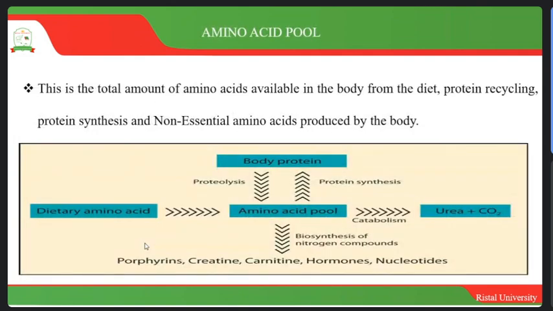Getting into the concept of the amino acid pool, this is the total amount of amino acids available in the body from diet, protein recycling, protein synthesis, and non-essential amino acids produced by the body. There is constant movement and change in this pool. At each time the pool is being replenished, meaning you've been adding more and more, but also more has been going out, broken down and metabolized. So we generally need to keep adding.